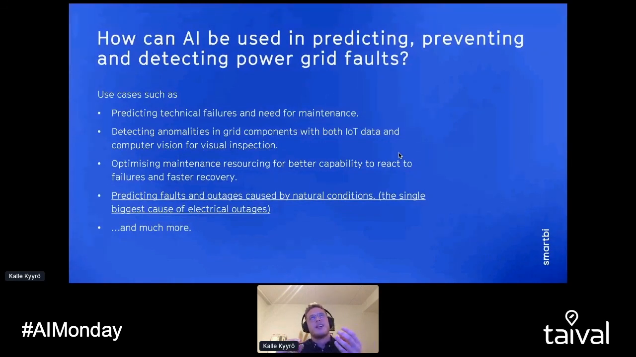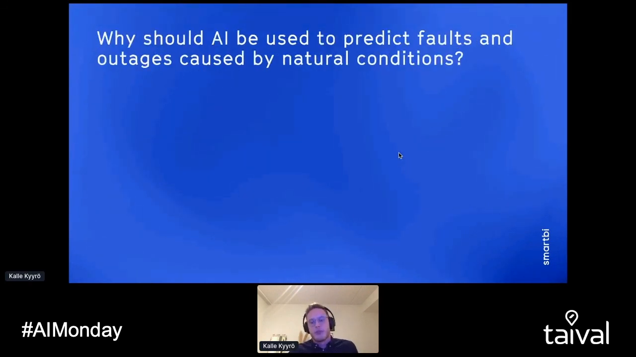Basically, we have a history of faults caused to the power grid, and then we have weather data, so data of different weather variables: wind speeds, wind directions, rain, temperature, rainfall, all these different variables that we can combine to train models to predict outages that might be caused by natural conditions.